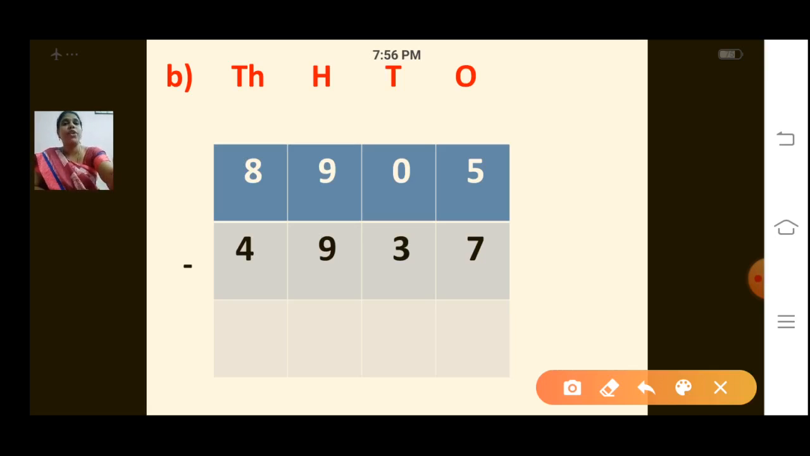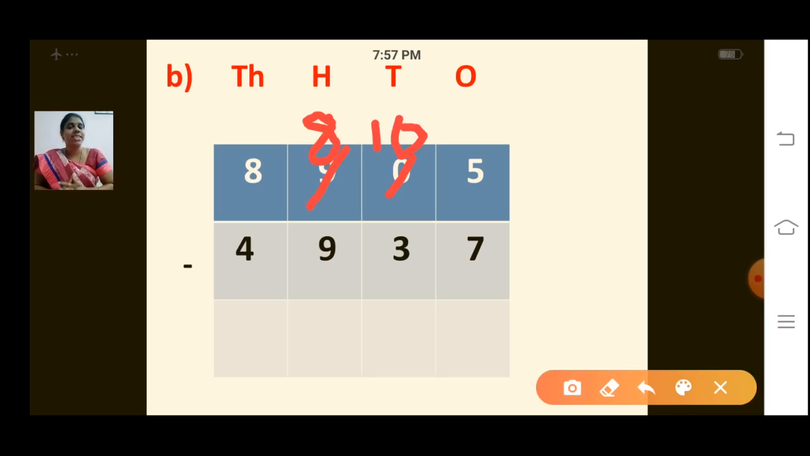And then what is the next step? Now we are going to borrow from the next place, that means the hundreds place. Now we have 9 in the hundreds place, right? If I give 1, what will happen? My hundreds place will become 8. And my tens place will become 10. I'm giving 100. What is the meaning of 100? 10 tens. I'm giving 10 tens. So my tens place will become 10 now.